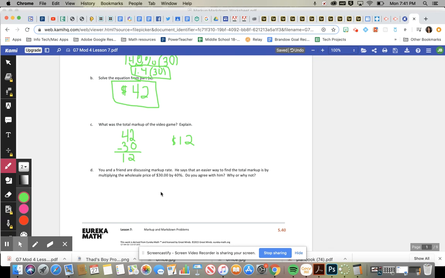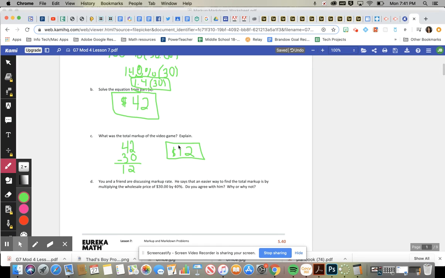You and a friend are discussing markup rate. He says that an easier way to find the total markup is by multiplying the wholesale price by 40%. So this is the markup rate, $12. 42 is what they're selling it for now. $12 is how much they marked it up, the markup rate. So he says that to find this $12, it would just be easier to multiply your $30 by 40%, which is 0.40. Do you agree with him?